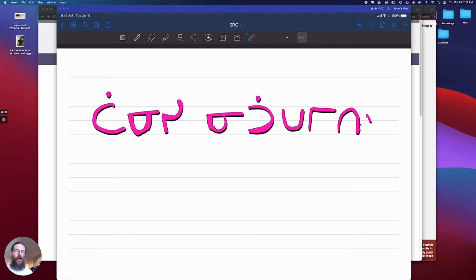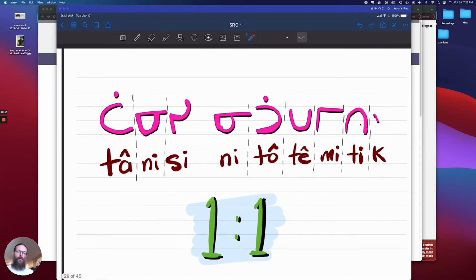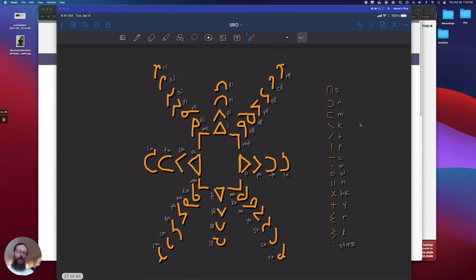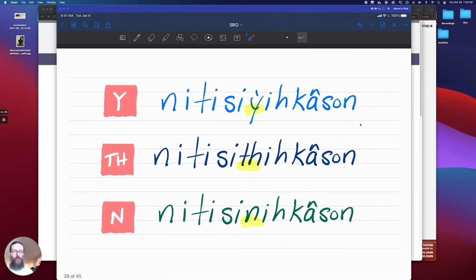Another benefit you get from SRO is if you know the Cree syllabic writing system, SRO is a one-to-one. So if you know syllabics, then you kind of already know SRO. Maybe not the details, but it works out the same. In fact, the entire star chart maps to SRO on a one-to-one basis. So you can convert to syllabics or to SRO, and there's no loss in there.